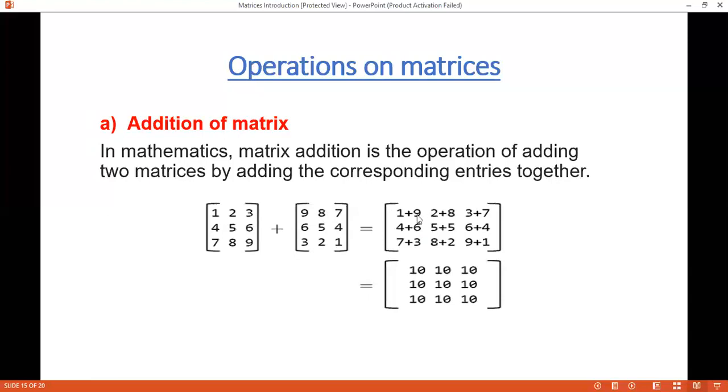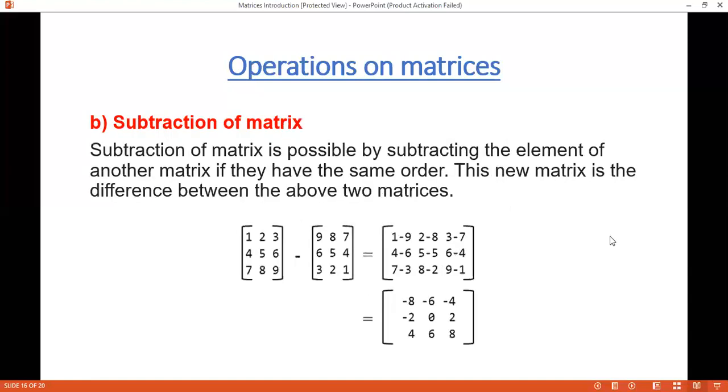Now 1 plus 9. This is the summation. 2 plus 8, 3 plus 7, 4 plus 6, 5 plus 5, 6 plus 4, 7 plus 3, 8 plus 2, 9 plus 1. So after summing all, 1 plus 9 is 10, and concluding, this is known as the addition of a matrix.